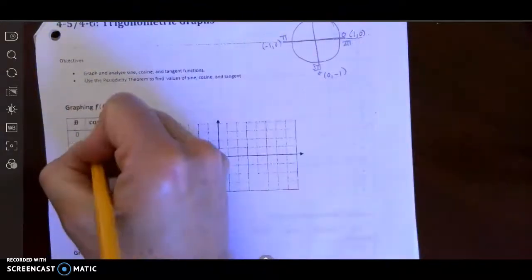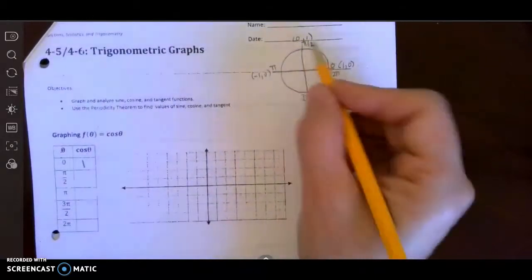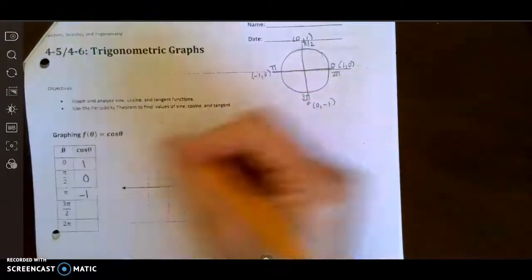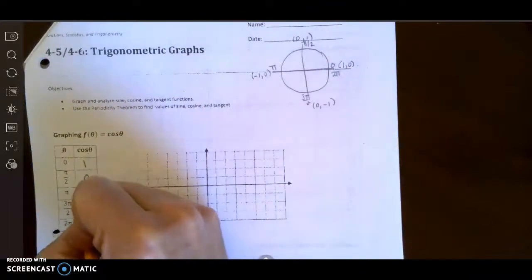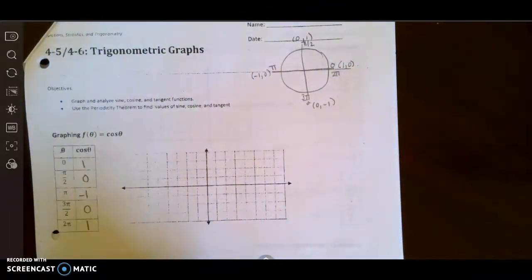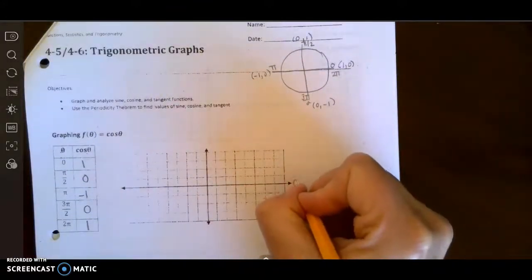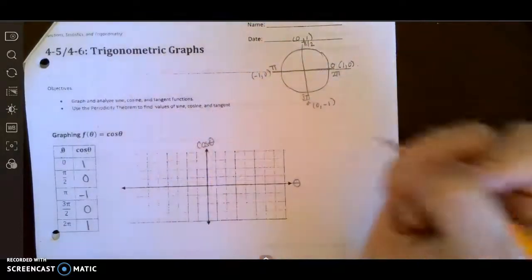Cosine of 0 is 1. Go up here to pi over 2, I'm at 0. Over here at pi, negative 1. 3 pi over 2, 0. And at 2 pi, I'm back to 1. When I go to graph this, my x-coordinate is theta. My y-coordinate is cosine of theta.